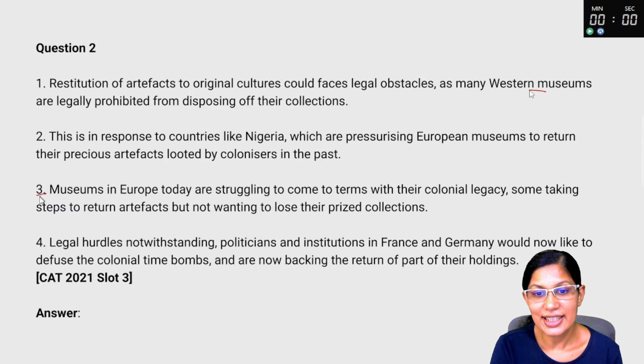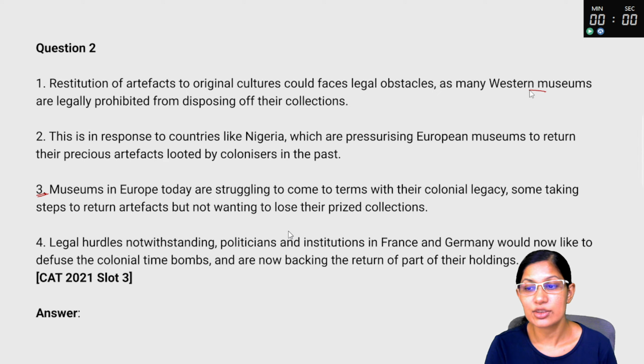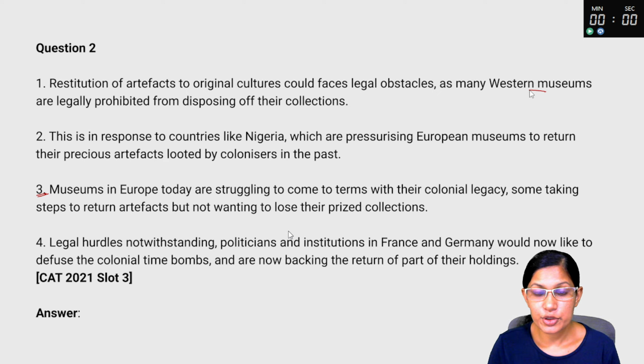So it is this one, right? This is the one where we are getting the context. What is happening? Museums in Europe today, this is the major issue that they are facing, right? They have a colonial legacy. What does that mean? They basically, because they've been colonial, they've come and ruled over other countries.